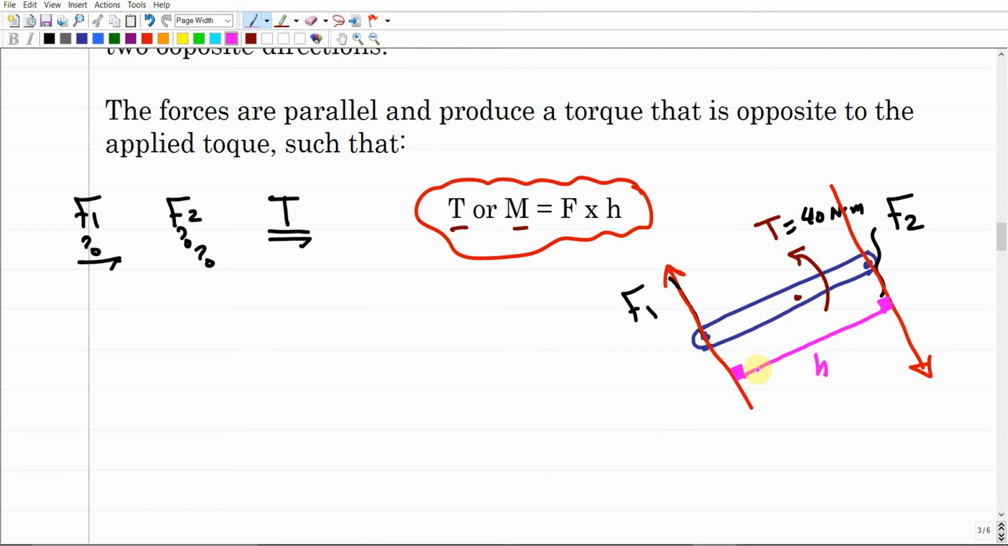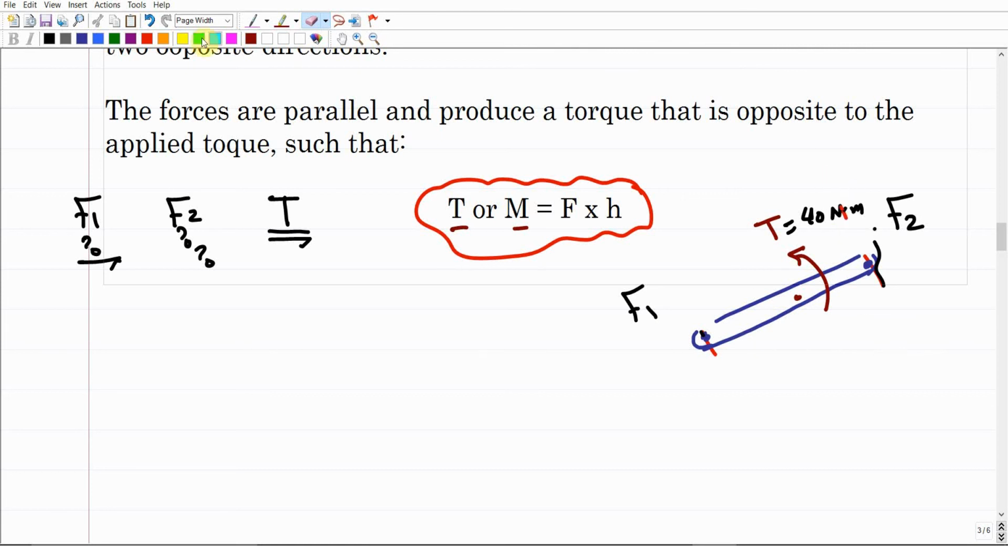Remember that this H is not necessarily equal to the length of the member. H here is not the length of the member. So I'm going to make a few small changes to the drawing to avoid confusion, and don't mix the length of the member with H. H is the distance, or the length of the normal, between the two forces.